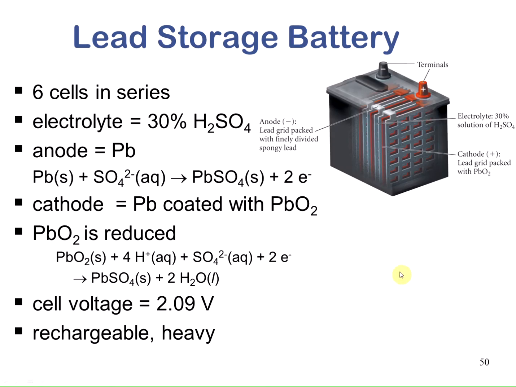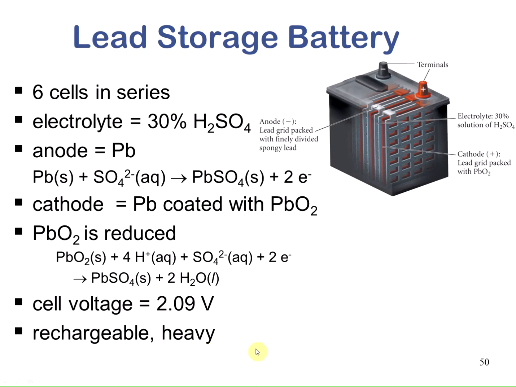Now lead storage batteries, so these are like the batteries in your cars. They actually have 6 cells in series, and a lot of times the electrolyte there is 30% sulfuric acid, and the anode is lead. So the lead gets oxidized from lead 0 to lead 2 plus, forming lead sulfate. And the cathode is lead coated with lead oxide, and the lead oxide is reduced to make the lead sulfate. And this produces a cell voltage of 2.09 volts. Now these are rechargeable like your car batteries are, but they're also very heavy. So if you've ever had to pick up a car battery, you know that they're very heavy.